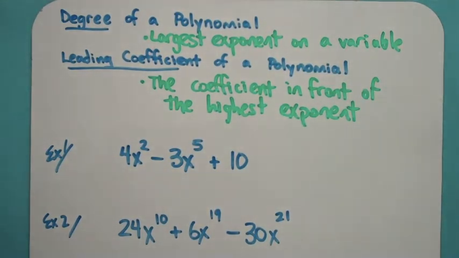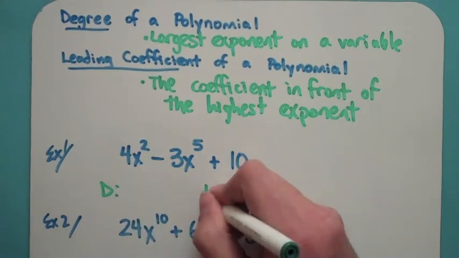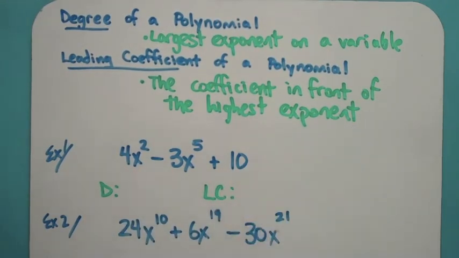So we're going to find the piece with the highest exponent, and the number in front of that piece is going to be our leading coefficient. So if you look at the first example here, I guess I didn't even say what I wanted you to do on these problems. I want to find the degree and the leading coefficient. So D for degree, LC for leading coefficient.